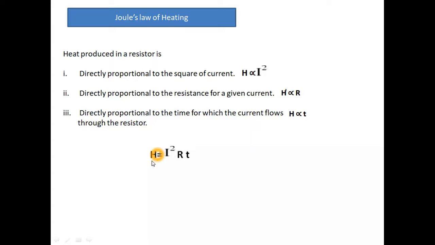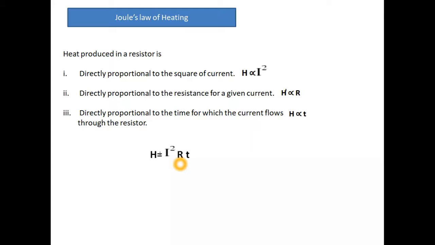So Joule's law of heating says that whenever current flows through a resistance wire, electrical energy gets converted into heat energy. That means heat is produced, and that heat produced is equal to the square of current multiplied by resistance multiplied by time.